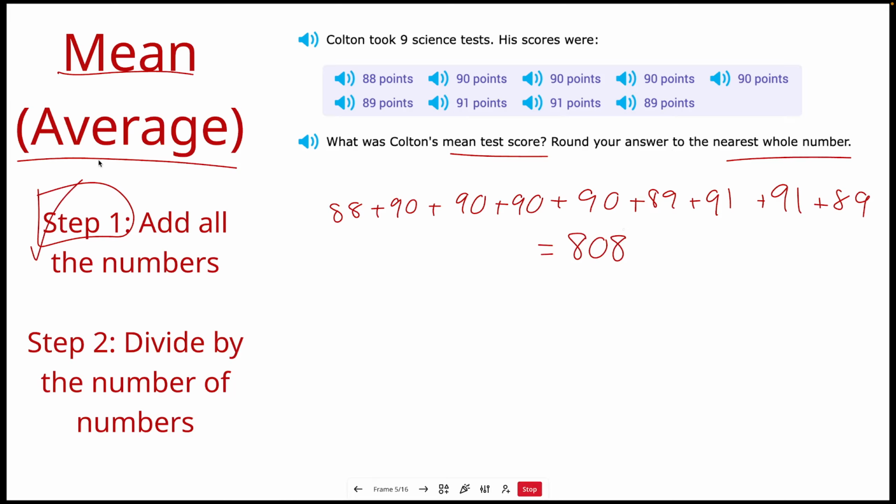Step 2, divide by the number of numbers. What I mean is you count how many numbers you just added up. How many tests did he take? Well, it was 9 tests, right? 9 numbers that we added up. So we do 808 divided by 9, which gives us 89.7 repeating. All right, and it said round to the nearest whole number, so we should know that that rounds to 90. Okay, rounds up to 90, and this is the average. All right, add up the numbers, divide by the number of numbers.